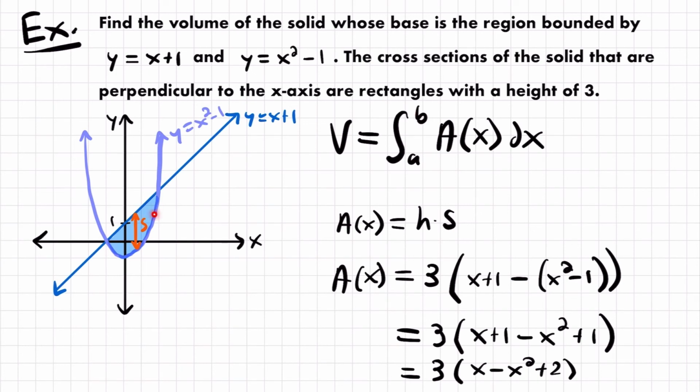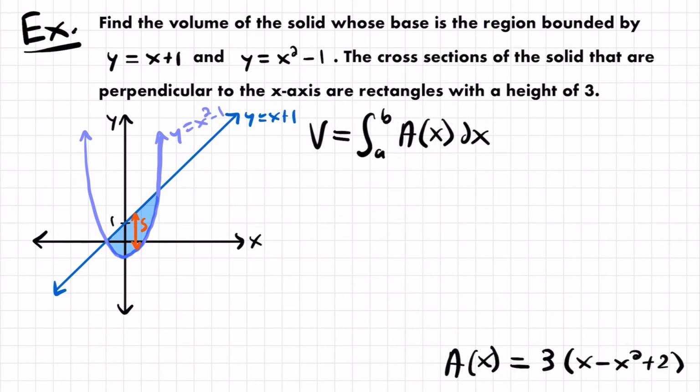And so if we look at our region here, we actually don't know what the two values of x are that it lies between. We know it lies between where these functions intersect, but we need to determine what those values of x are, where those functions do intersect. And so in order to figure that out, we need to set our functions equal to each other and then solve for x.